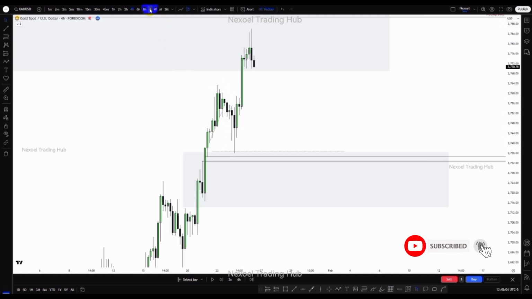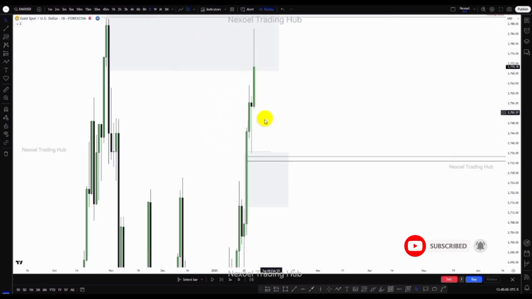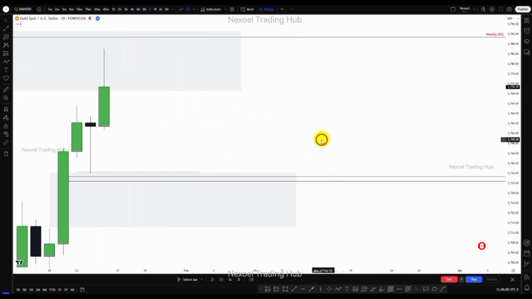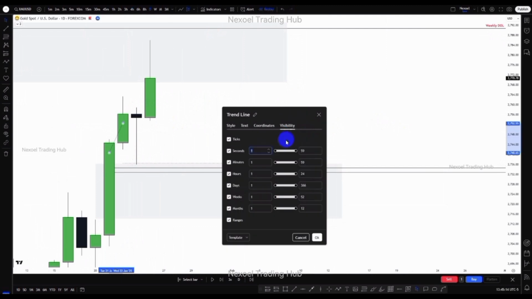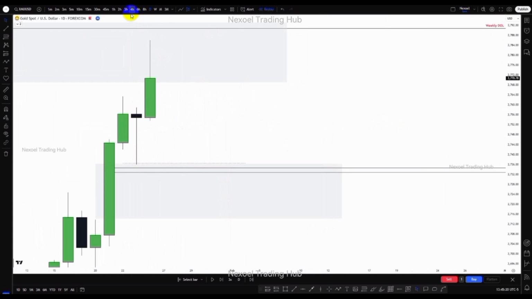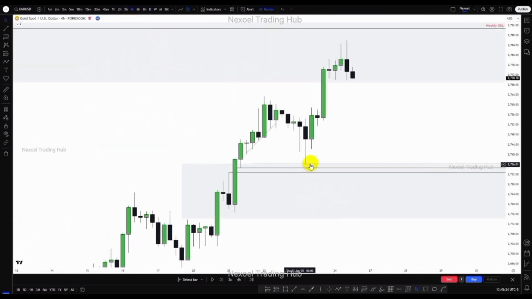And let's go to the daily time frame. You can see from the daily time frame that this is the pullback to the downside. So let's allow this to just appear in the hourly time frames. We don't want to see that in the higher time frames. So let's go back to the 4 hour time frame. So this is our draw on liquidity.